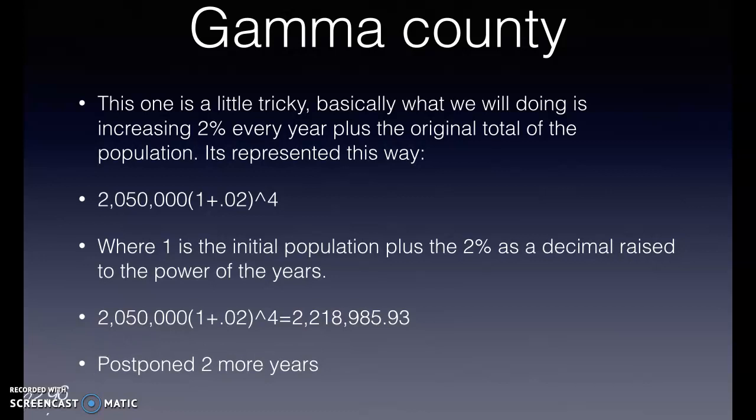Postpone 2 more years. You're using the 4-year total times 1 plus 0.02 raised to 2 more years gives you 2,308,632.96.